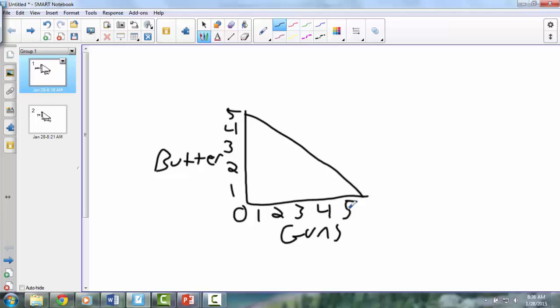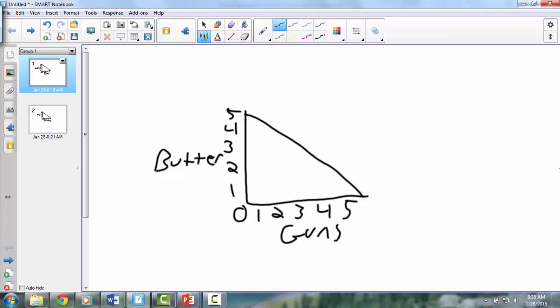Good job. Class, if the United States government was to spend $4 billion on butter expenditures, Social Security, Medicare, Medicaid, education, welfare expenses, how much money is left to spend on guns? Without graphing anything, you guys could probably just tell me $1 billion, and that's absolutely correct.